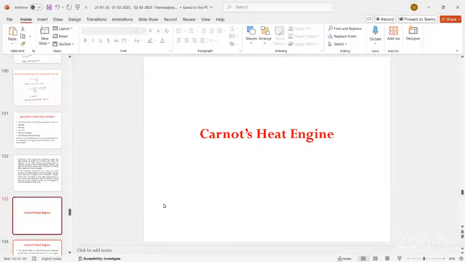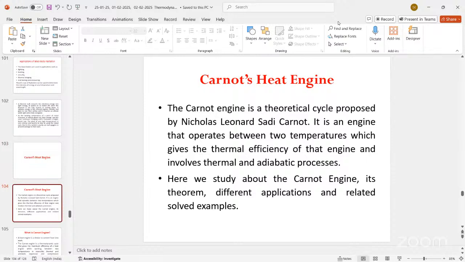Carnot engine means? The Carnot heat engine is a theoretical cycle proposed by Nicolas Léonard Sadi Carnot. It is an engine that operates between two temperatures, T1 and T2, which gives the thermal efficiency of that engine and involves isothermal and adiabatic processes.